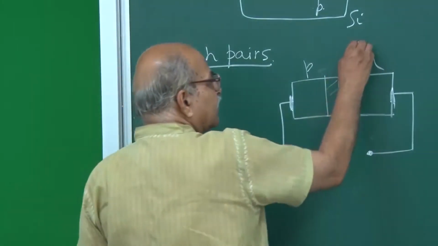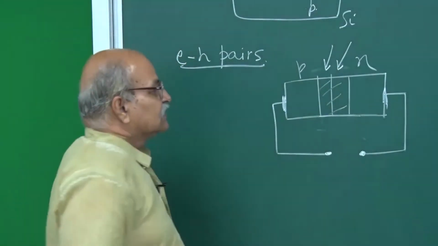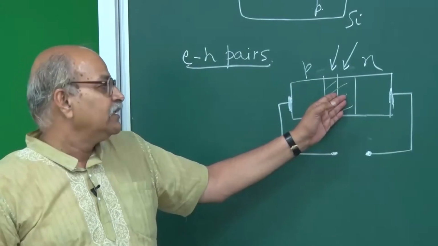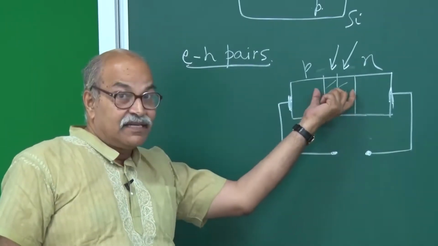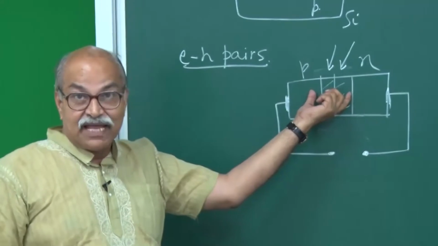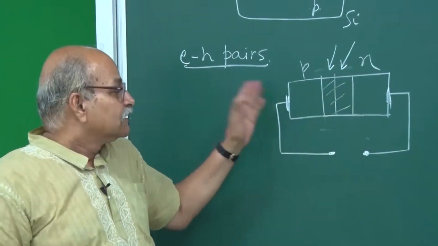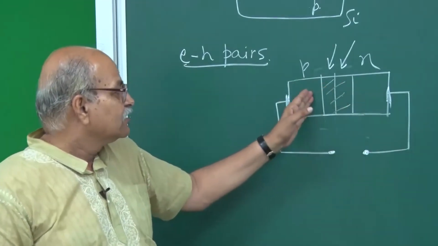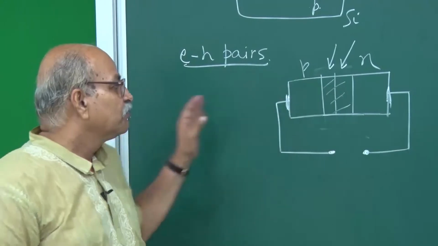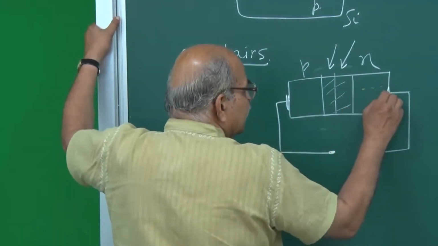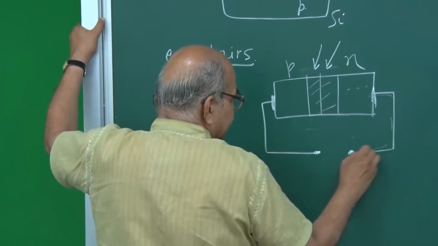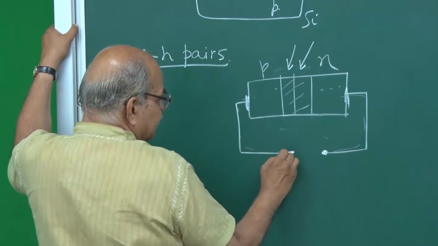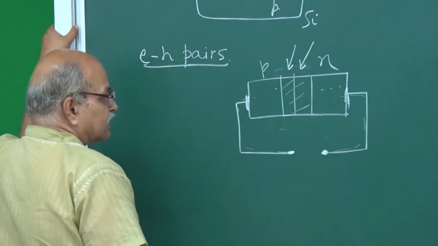But now, if I shine light and these EH pairs are created, and the electric field is there in the depletion layer, so the drift current will be there. The electric field will drive the electrons to the n side and these holes to the p side, and therefore you will have accumulation of negative charges here. They cannot go, there is no current, so you will have accumulation of positive charges here, and accumulation of negative charges here.